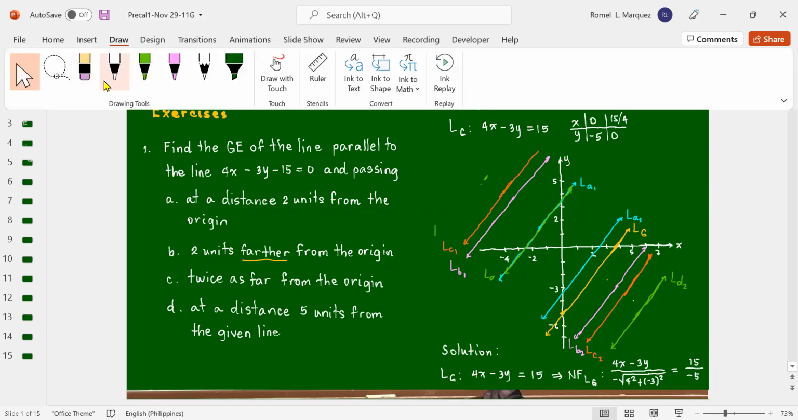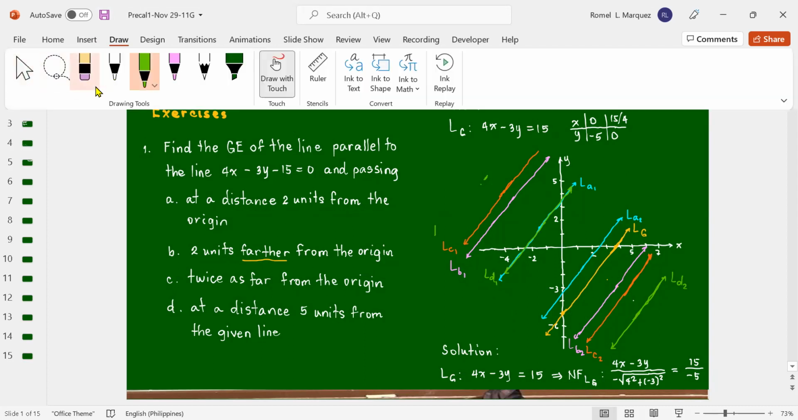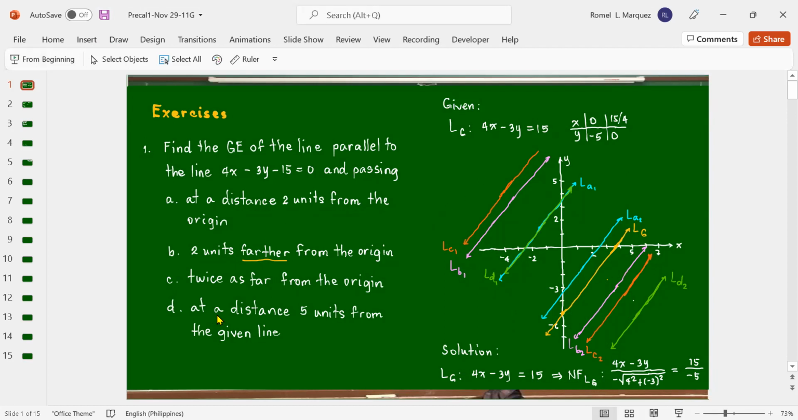You have to be careful with that, guys. So D1 coincides with the blue. So expect that one of the equations for letter D is the same as the equation for the blue, L A sub 1. Okay?